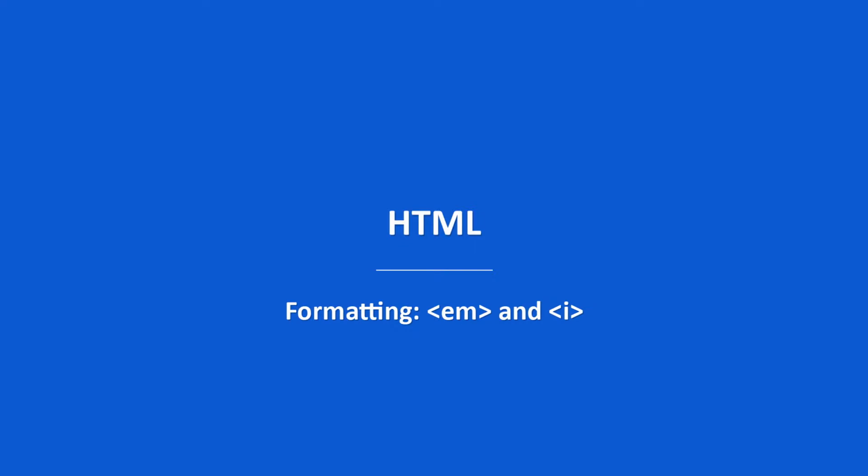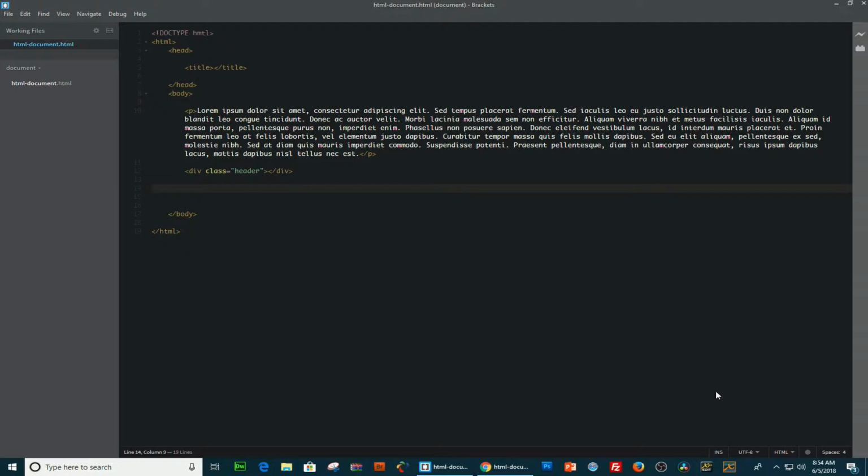In the previous lecture, we learned about paragraph, line breaks, and thematic breaks. In this lecture, you learned the basic text formatting, and we're going to be focusing on EM tag and the I tag. But before that, we need to understand what HTML semantic element is.